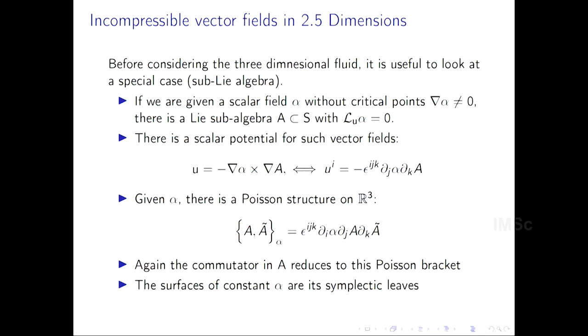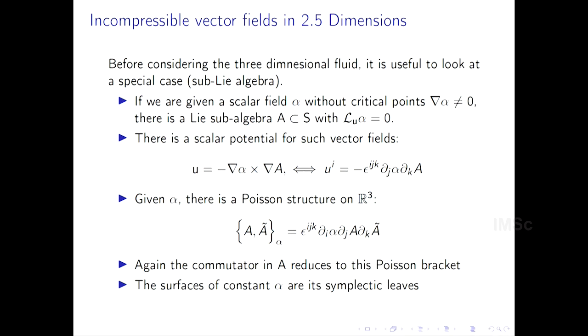Let's consider incompressible vector fields in 3 dimensions. It has 2 independent degrees of freedom because you have 3 components and 1 condition. Let's cut the degrees of freedom in half by requiring in addition that the vector field preserve a scalar field alpha. This alpha is somehow arbitrarily picked. It is like one of the coordinates. Okay? So it is a function without critical points, meaning that the gradient of alpha should be non-zero everywhere.